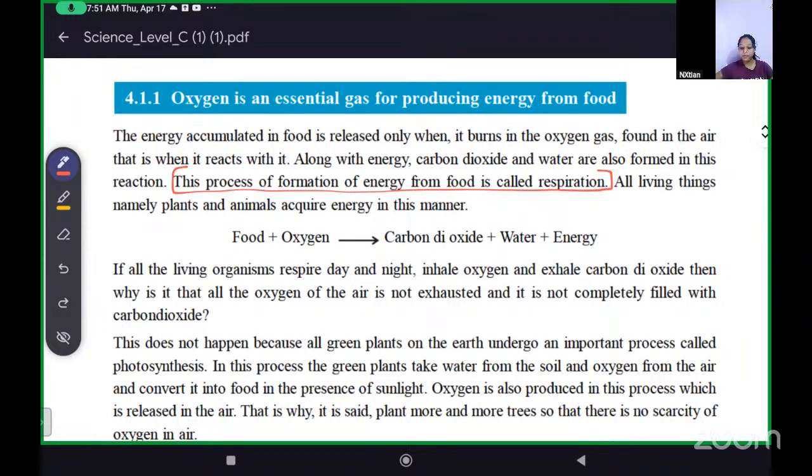The food reacts with oxygen and gives out three components: carbon dioxide, water, and energy. In this form, the energy is produced in respiration. Sometimes in a test I ask for the reaction: give the equation for respiration. So you have to mention this: food plus oxygen gives carbon dioxide plus water plus energy.